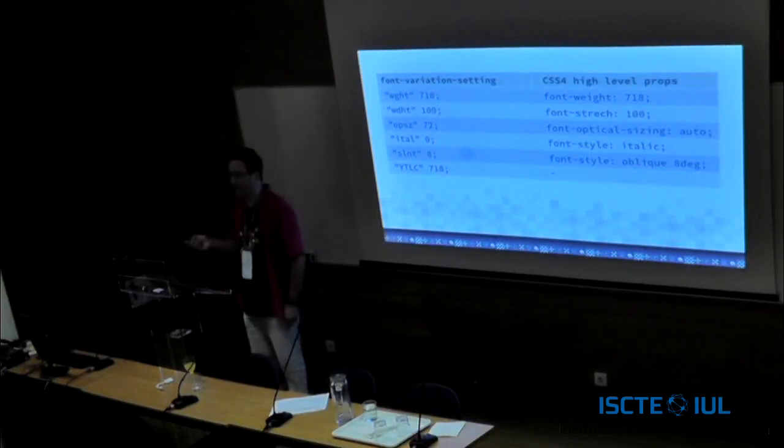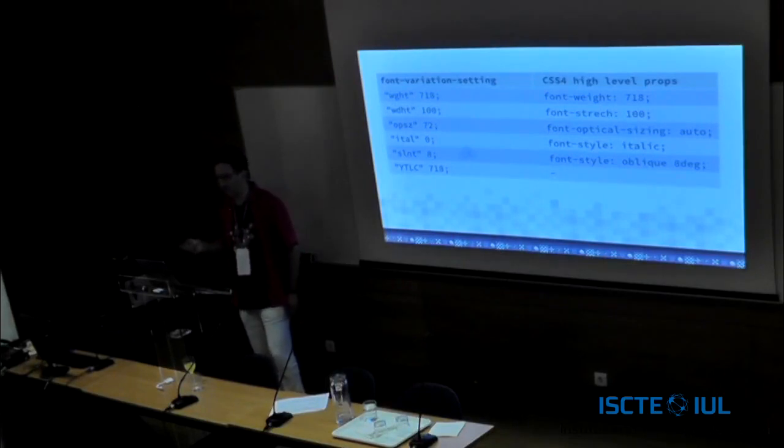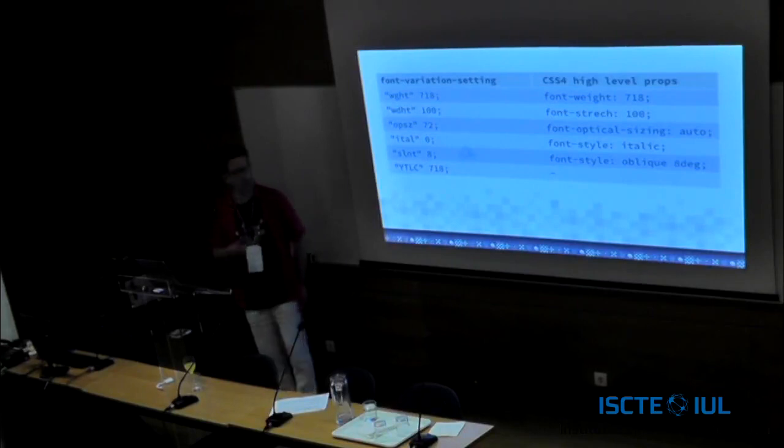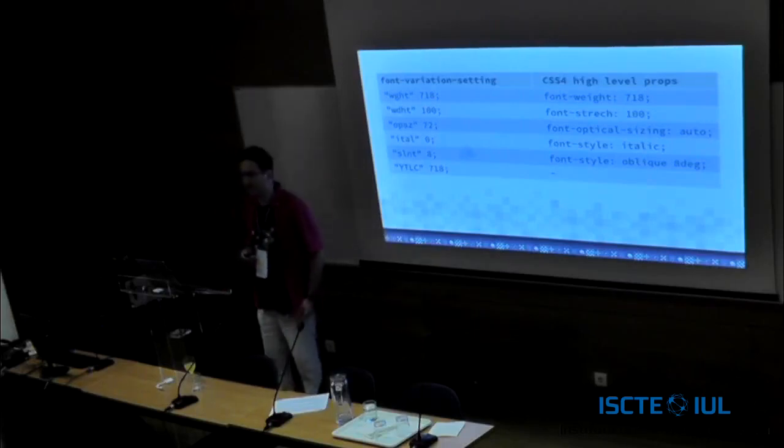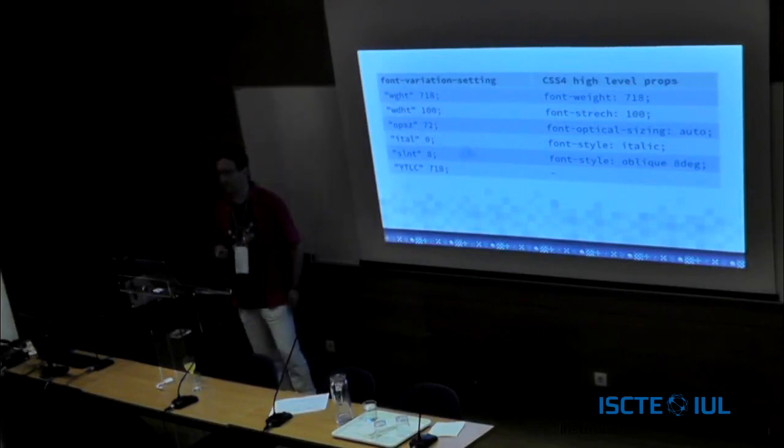We have font-style, where we know italic, and it will have a new possible value, oblique, with a degree value as well. And everything else will be controlled just with low-level properties. All the custom properties will be controlled with the font-variation-settings low-level property. So that's how we will use it in the future.